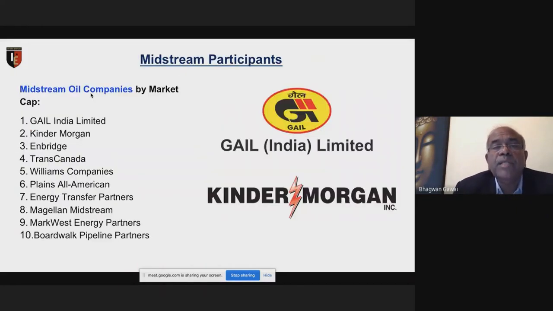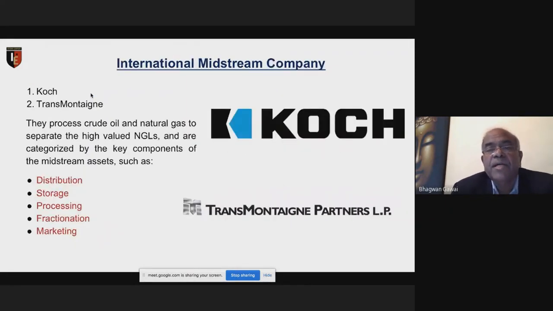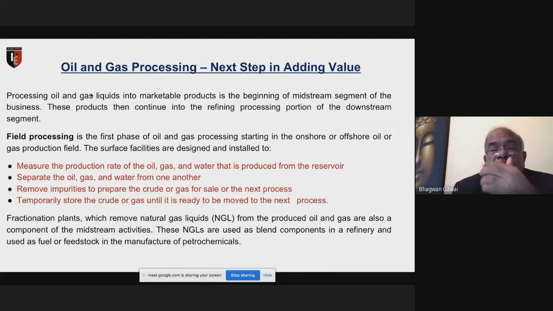See, who are the participants in midstream? There are companies like GAIL India, Kinder Morgan, Enbridge, TransCanada, then Williams Companies. So these are the companies that are the main midstream participants and who are working in the midstream area. International companies like Koch, so these are the companies that are expert in distribution, storage, processing, fractionation, and marketing. Okay.